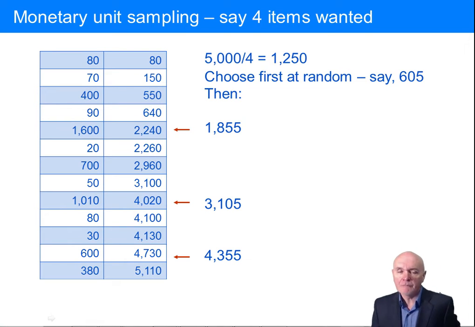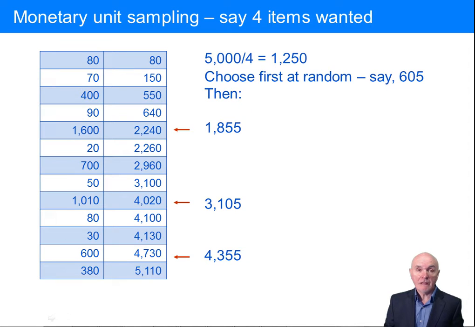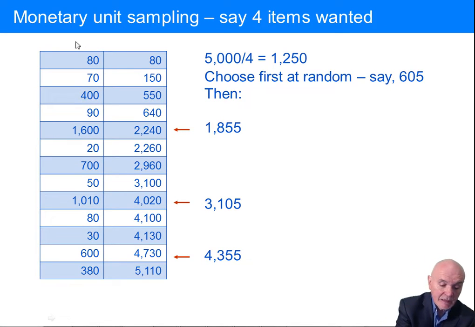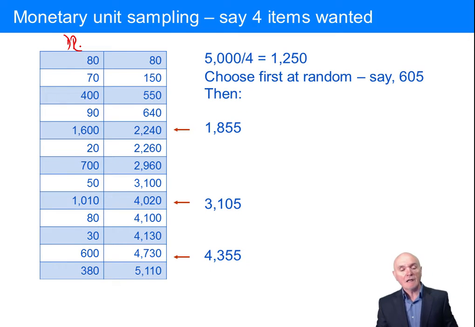Monetary unit sampling. This is also a statistical method of sampling, and it's a little bit complicated, and it's something where, if the auditors are employing what are called computer-assisted audit techniques, the computer makes it much easier. Imagine here what we have is a list of customers' balances. So this is basically debit balances within this. And we've got here our, whatever it is, 10, 12 customers.